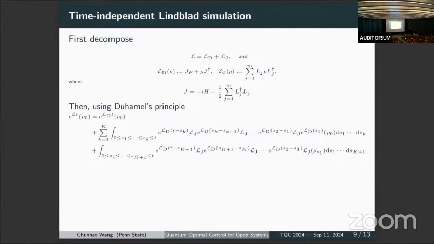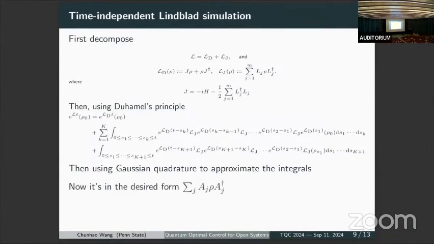Which is nice. Then you need to deal with this integral, and you can actually use another mathematical tool called the Gaussian quadrature to approximate this integral by a summation. Then this becomes a summation. Now it looks familiar, right? It's just in this completely positive form.